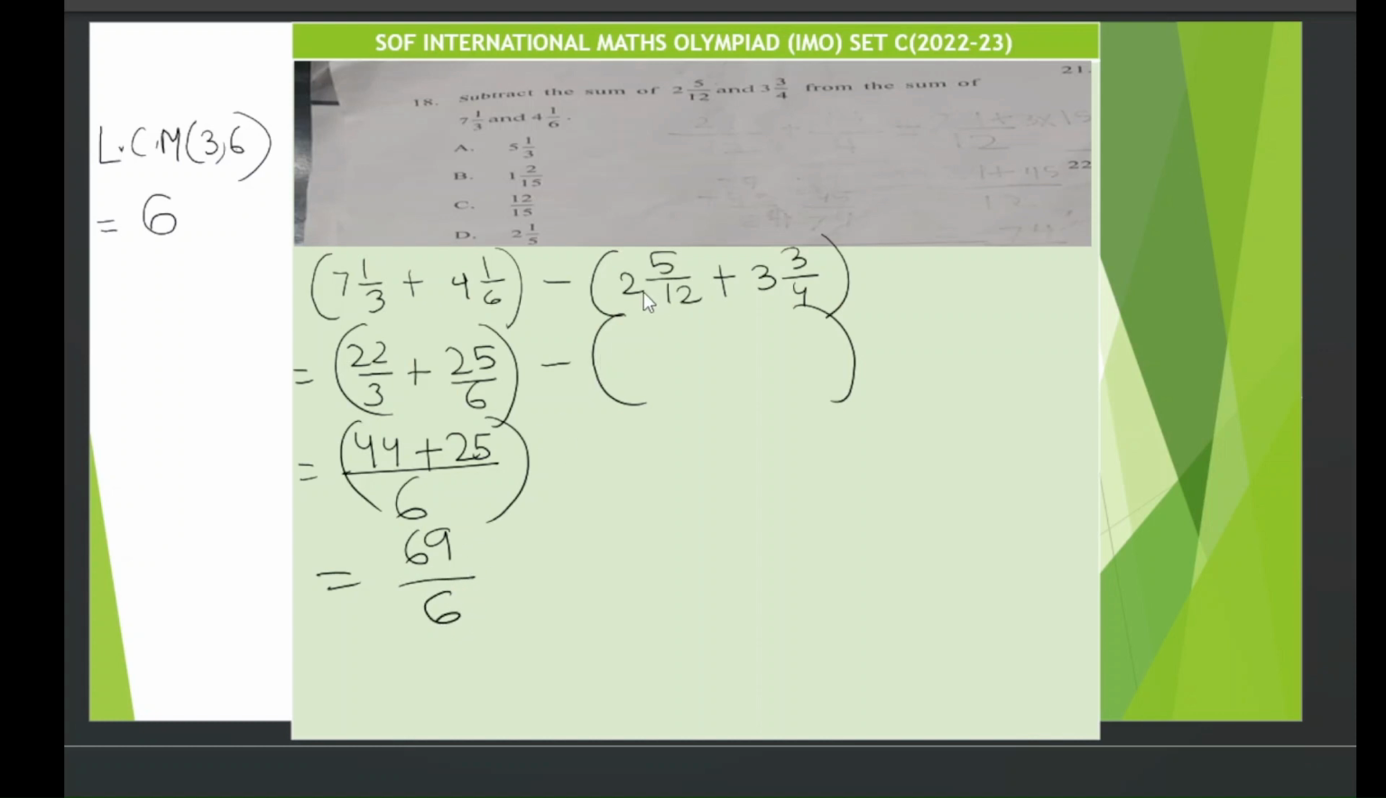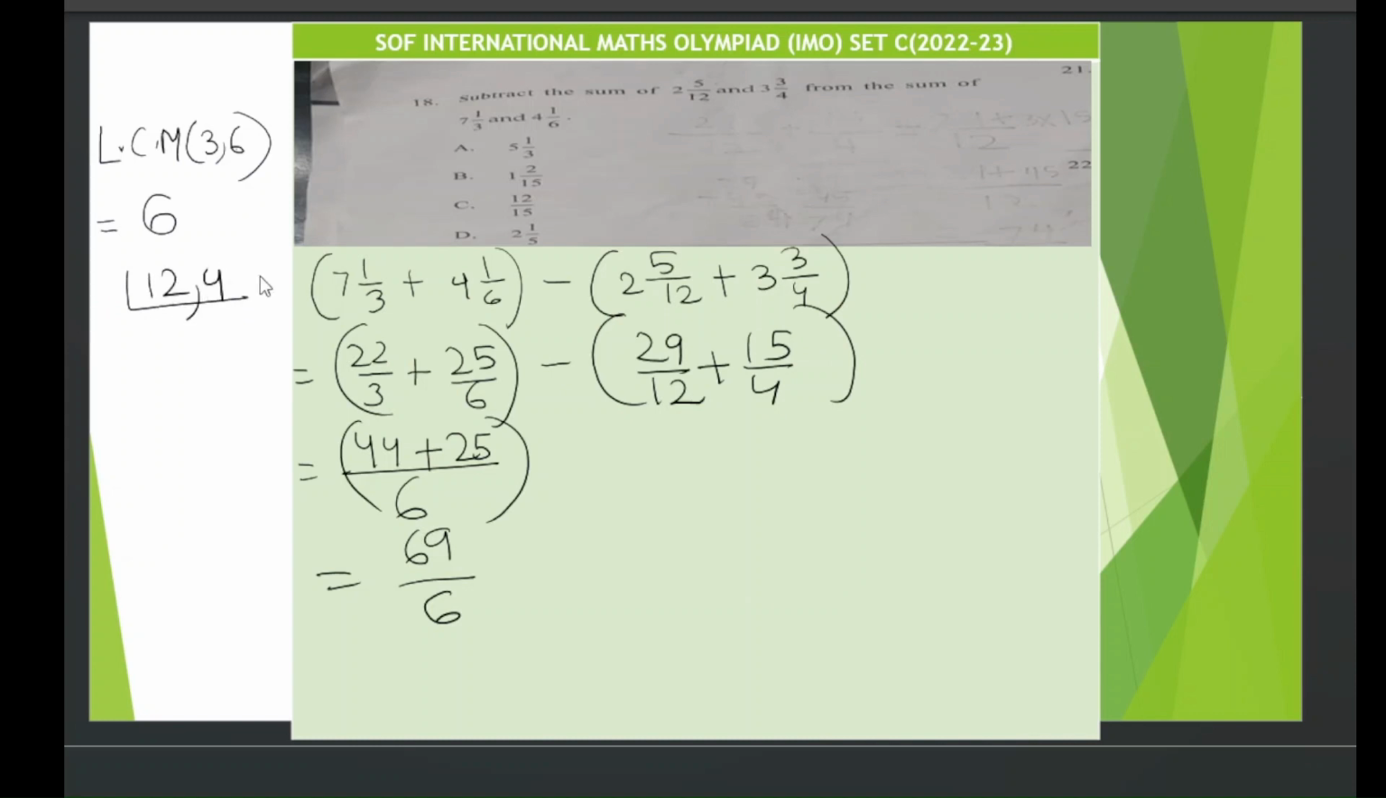Now let's solve this here. First let's convert both the fractions into improper fractions. 12 2s are 24, 24 plus 5 is 29, so 29 by 12. Plus 4 3s are 12, 12 plus 3 is 15, so 15 by 4. Now 12 and 4, what will be the LCM?